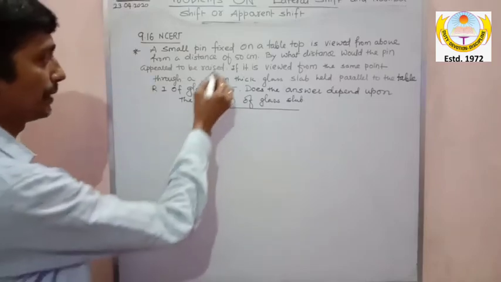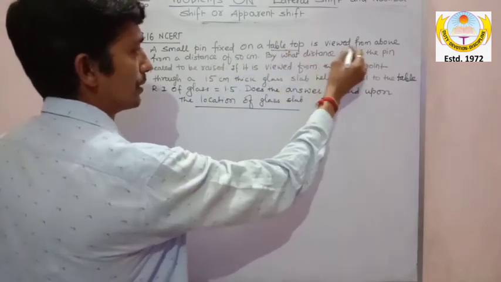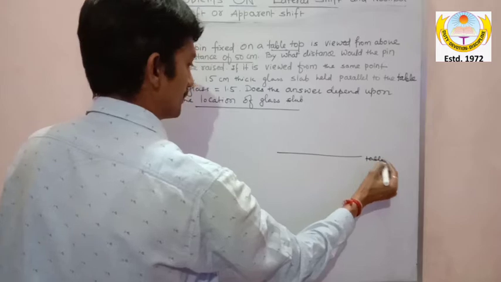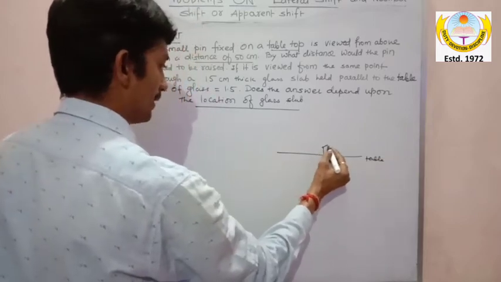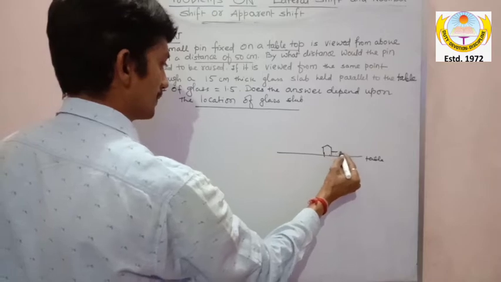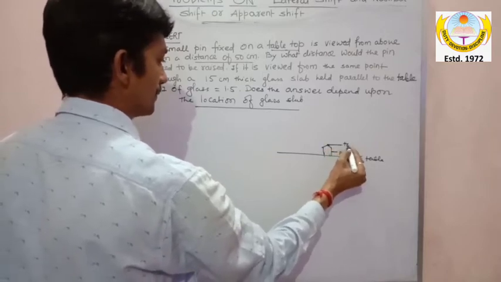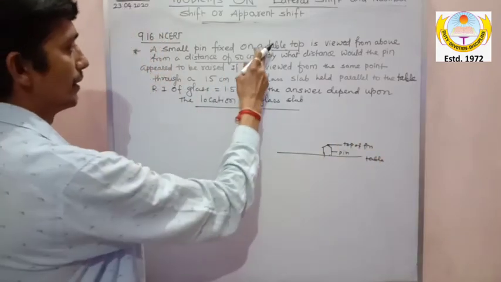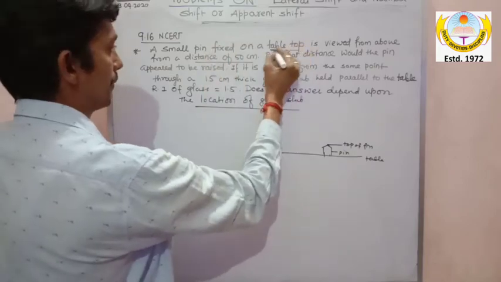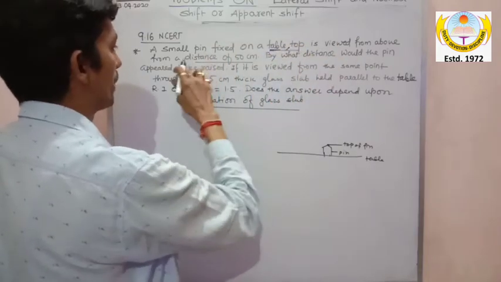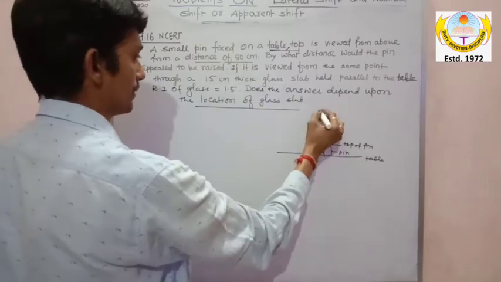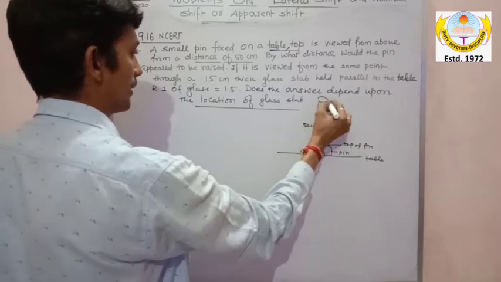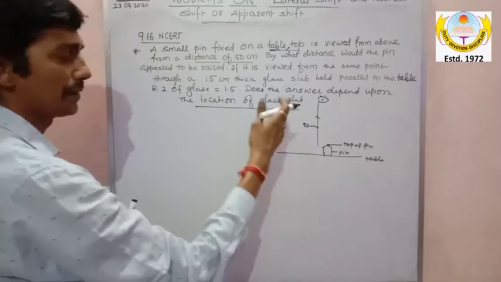Try to understand. A small pin is fixed on the table top and is viewed from above from a distance of 50 centimeter. For example, this is a table, and this is the pin, and this is the top of the pin. So it is viewed from the top, from a distance of 50 centimeter.